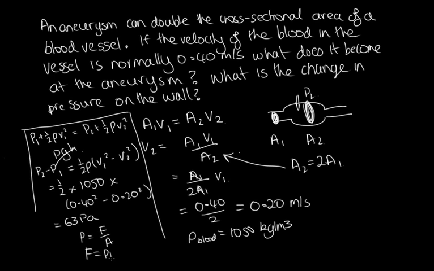Force is equal to pressure times area. And this area is the surface area of the aneurysm, which is greater than the surface area of the normal wall. And so the force of the blood on the walls of the aneurysm is quite a lot larger than the force of the blood on the normal walls. And so this increases the risk of the rupture.